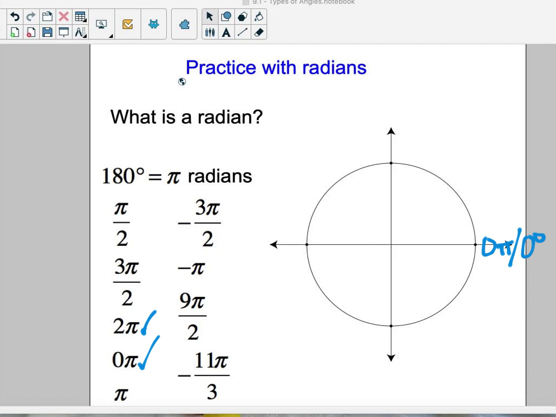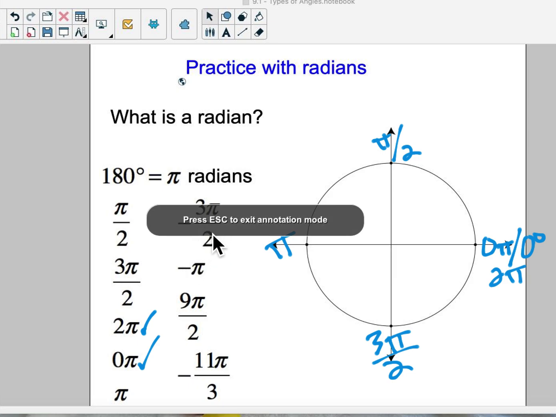What some people do to help them remember when they're doing radians is they'll actually label this as pi over 2, this is pi, and this is 3 pi over 2. And those are kind of like references for them. So 0 pi or 2 pi would be that same starting point. And then they can kind of work off that, right?